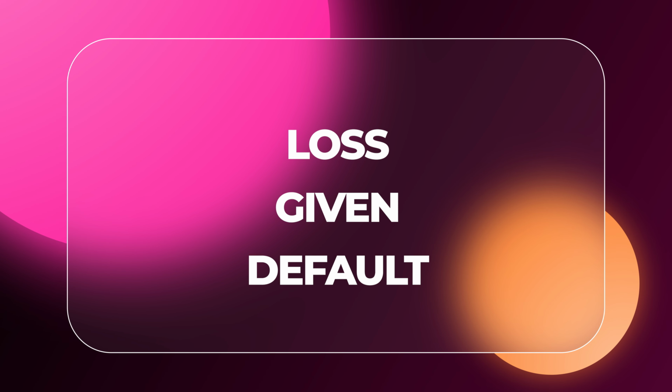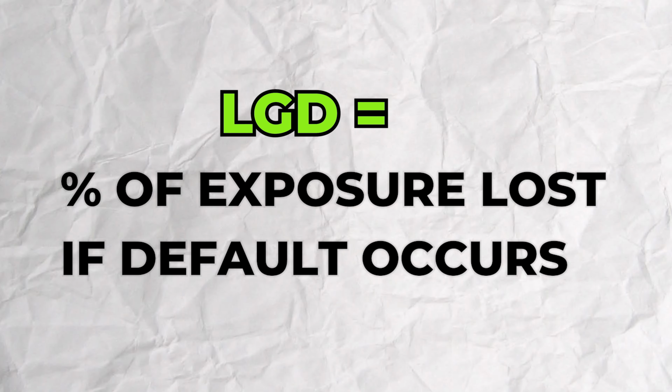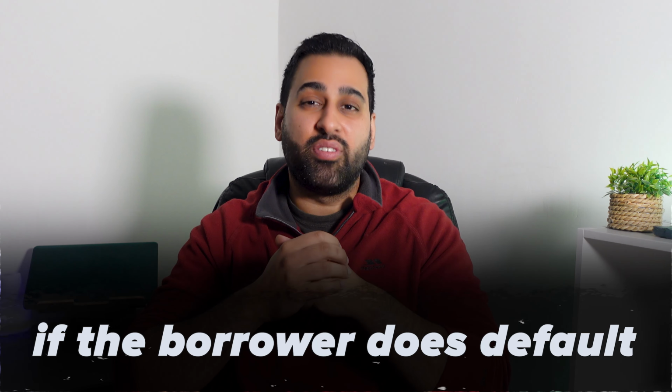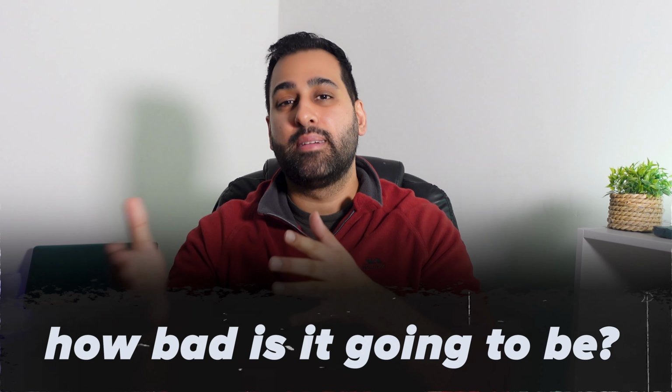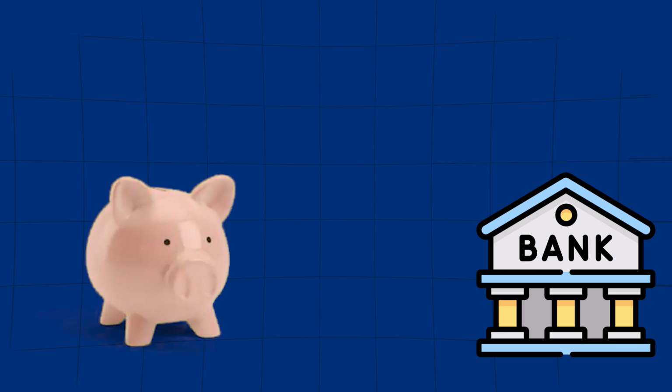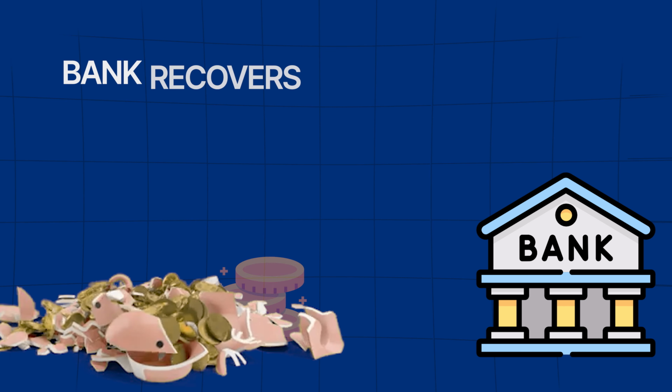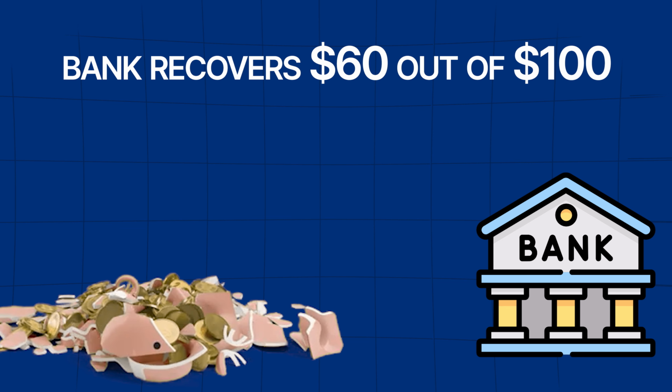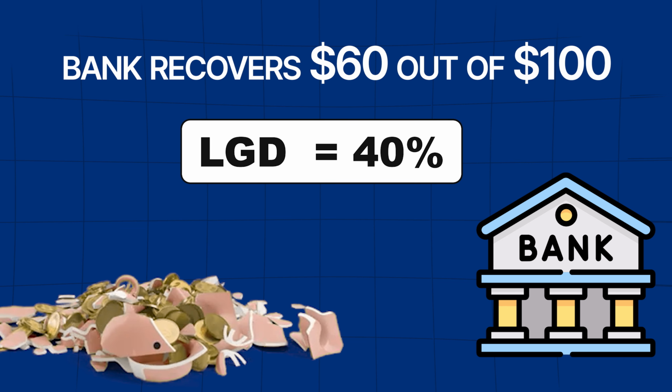Now, the next formula to be aware of is loss given default. LGD, from a formula perspective, equals percentage of exposure lost if the default occurs, and follows on from PD to answer the question: if the borrower does default, how bad is it going to be? Let's say a borrower defaults on a $100 loan. If the bank recovers $60 through means such as collateral or collections, the loss is only going to be $40. That means LGD equals 40%.